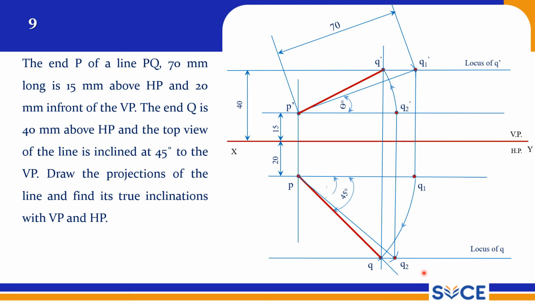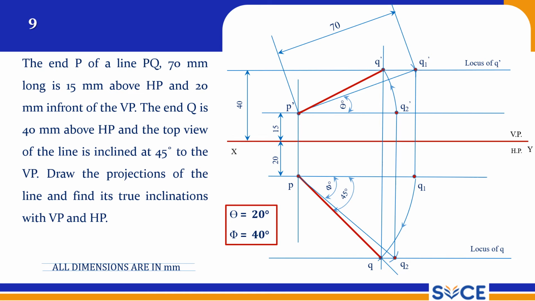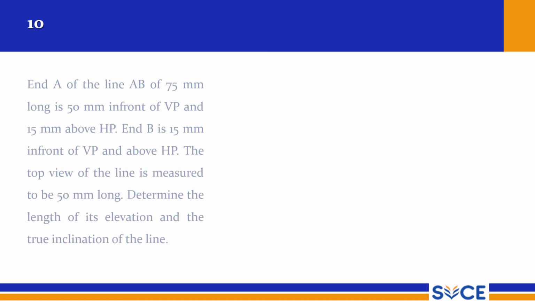Now we need to find its true inclinations. I am getting this much. So theta equal to 20 degree, phi equal to 40 degree, and please cross check your answer, and if you are getting the same answer, well and good, and that is the ninth one. And we move to the 10th problem.